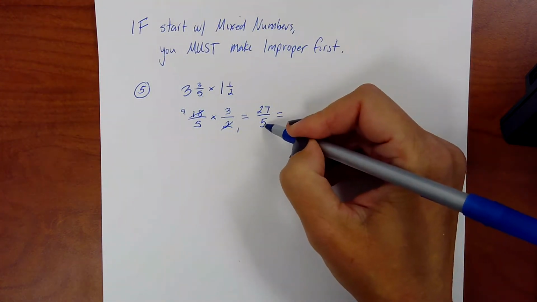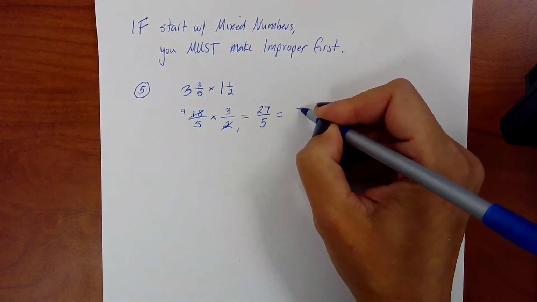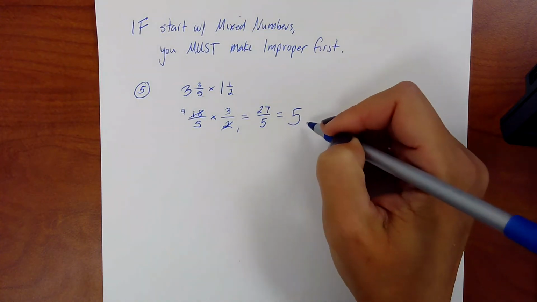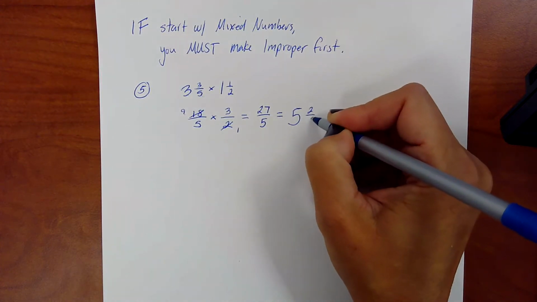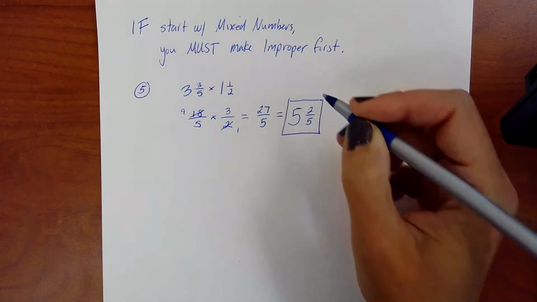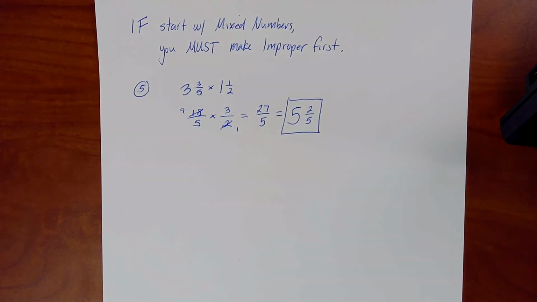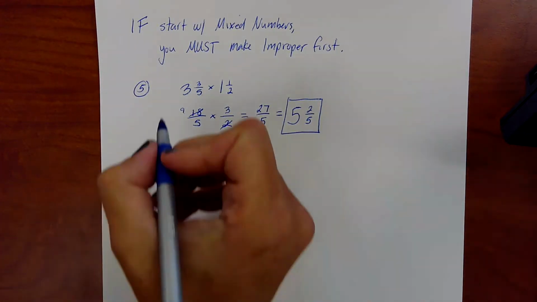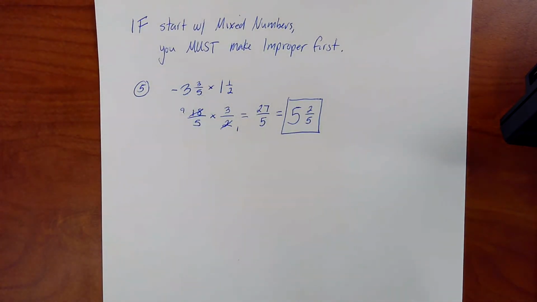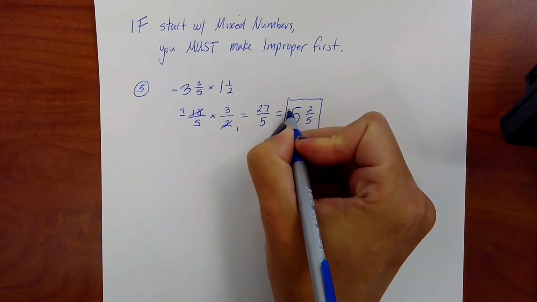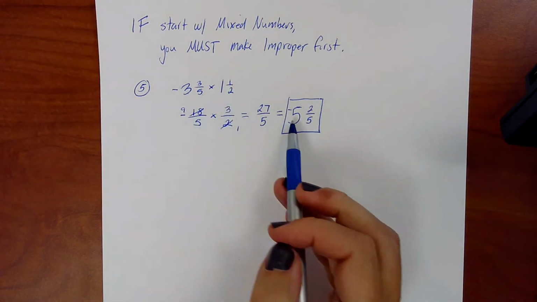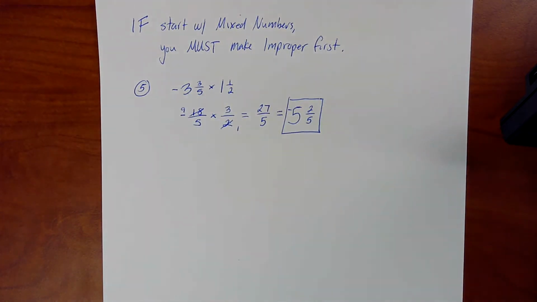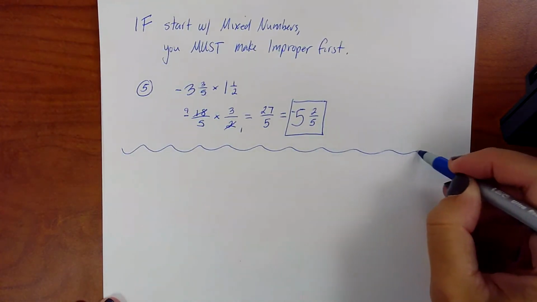So how many times does 5 fit into 27? 5 full times, right? That gets you up to 25, because 5 times 5 is 25. 2 more to go. So that is going to be 5 2/5. All right, and again, if this was, let's say, a negative 3 3/5, I would make this a negative, and then your answer would be negative. Okay, so same rules apply with the negatives. Watch out. If both these numbers are negative, we would have got a positive. All right? Okay, so I think that's good for multiplying.